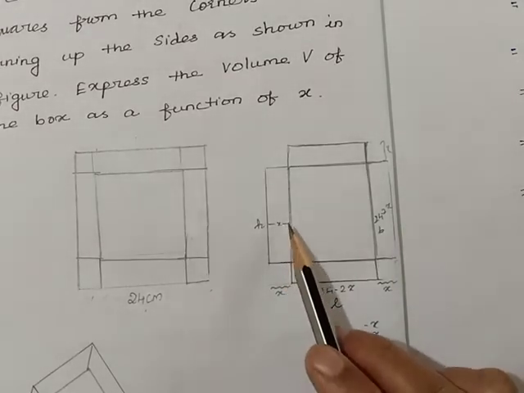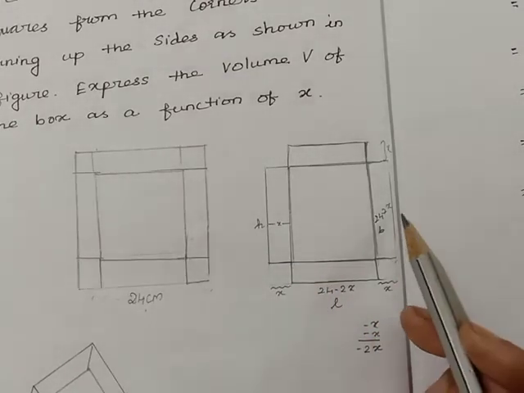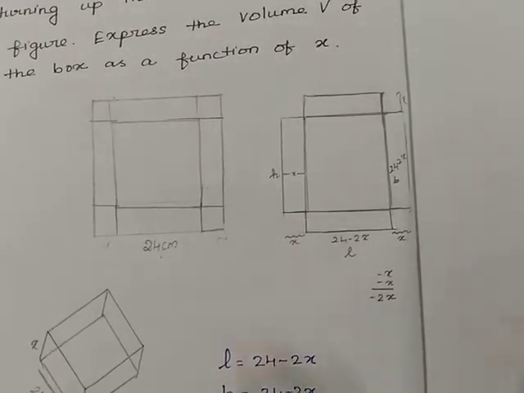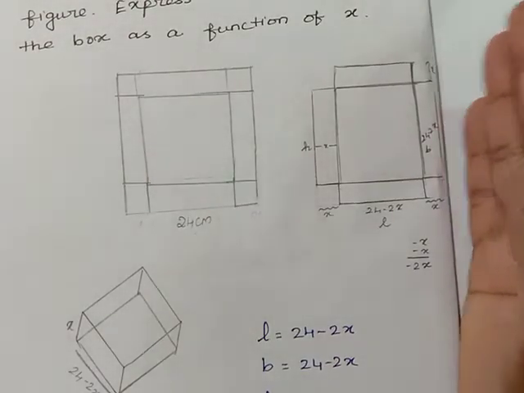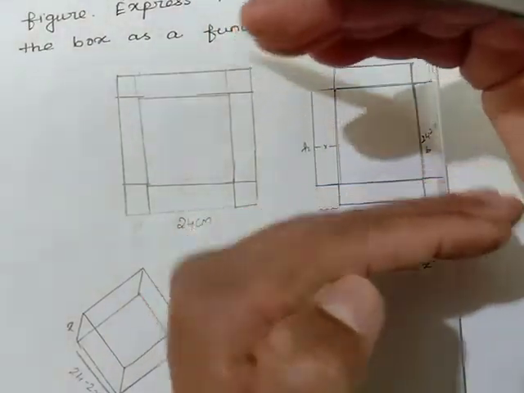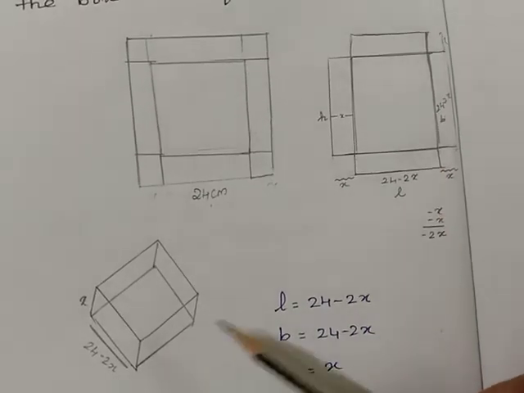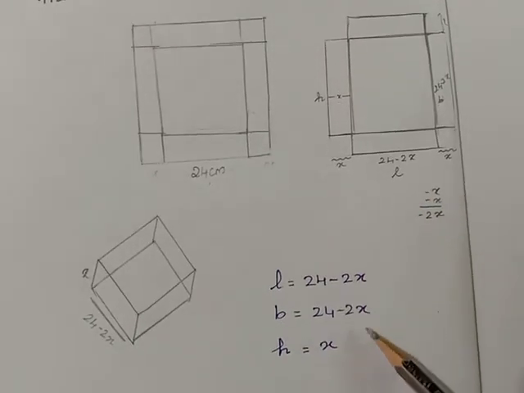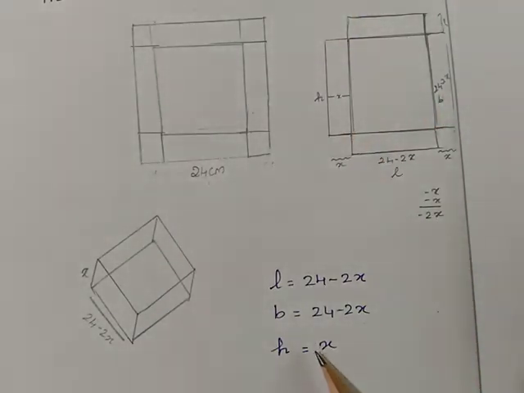And what is the height here? The portion height is x. So when I turn this remaining part up, we'll get the shape of a cuboid. When you turn the portion of this paper slowly up on both the sides, we will get an open box in the shape of a cuboid. So the length is 24 minus 2x, breadth is 24 minus 2x, and the height, the portion which we have cut, gives you the value x.